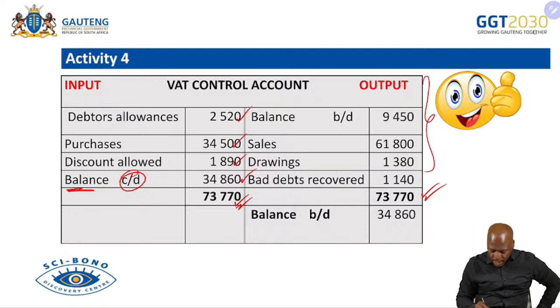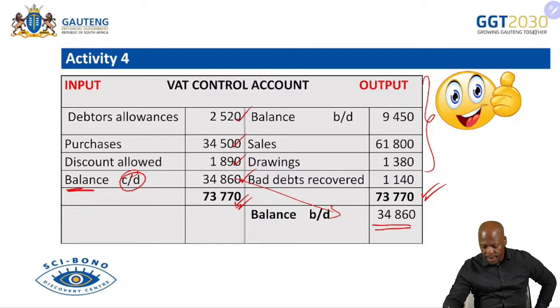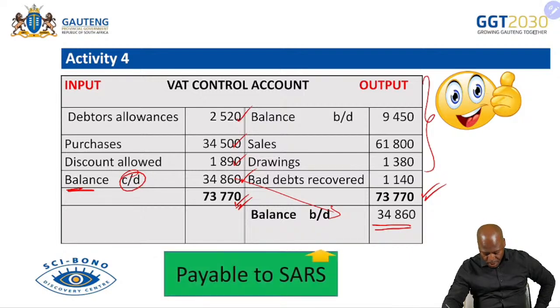34,860. If it's carried down there, remember it has to become brought down here, 34,860. Once it is here, what does that mean? This is an amount payable to SARS. It is due to SARS.